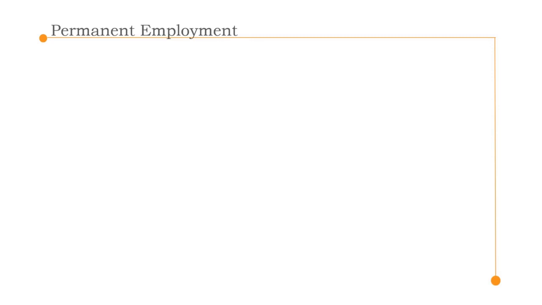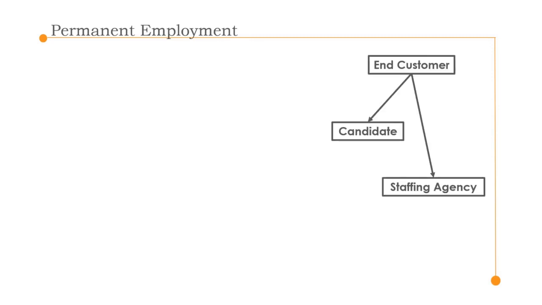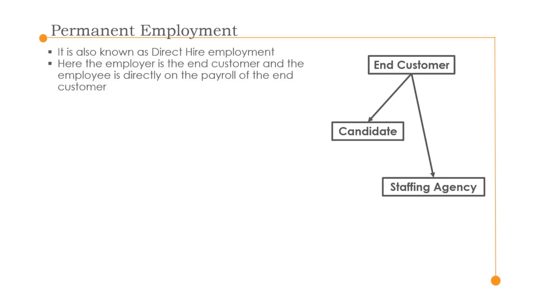Then we have permanent employment. Again, the diagram on the right will help with explaining this employment type. This is also known as direct hire employment, since here the employer is the end customer and the employee is directly on the payroll of the end customer.